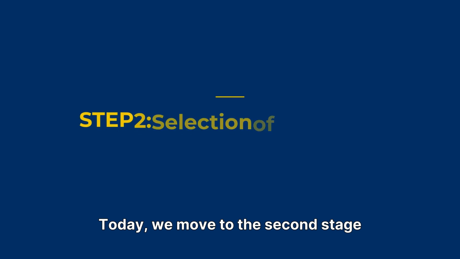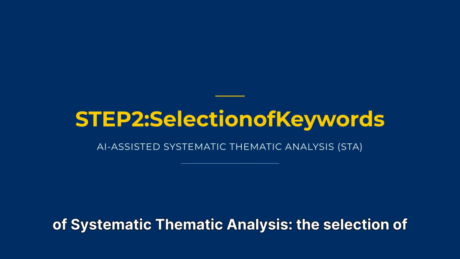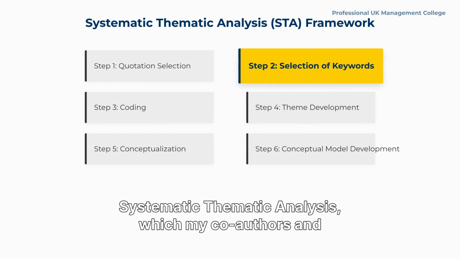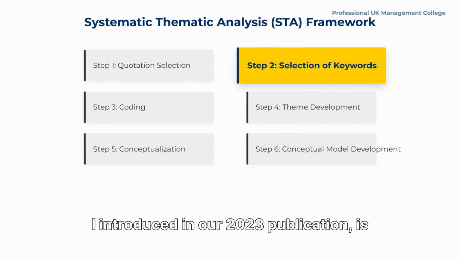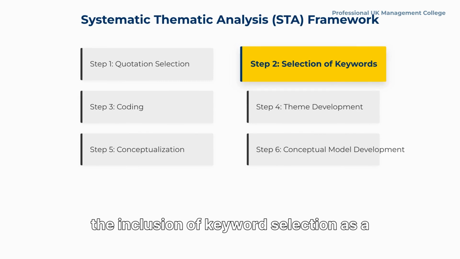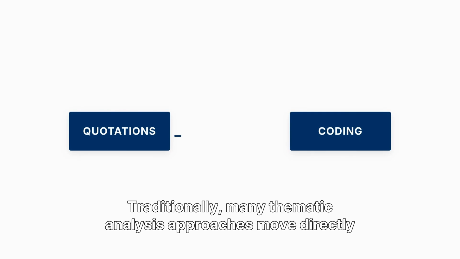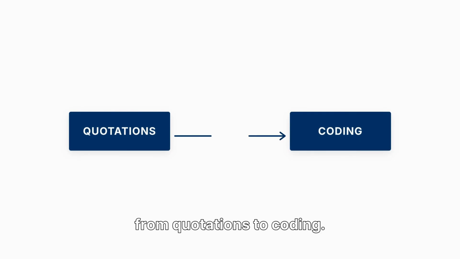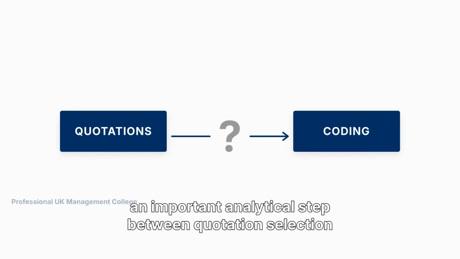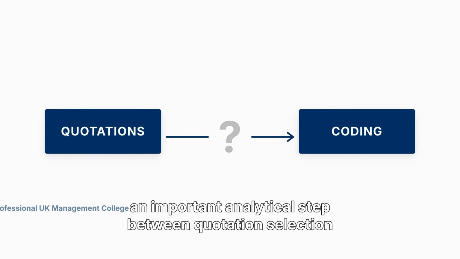Today, we move to the second stage of systematic thematic analysis, the selection of keywords. One of the distinctive methodological contributions of systematic thematic analysis, which my co-authors and I introduced in our 2023 publication, is the inclusion of keyword selection as a separate analytical stage. Traditionally, many thematic analysis approaches move directly from quotations to coding. However, our framework recognizes that there is an important analytical step between quotation selection and code development. That step is keyword selection.